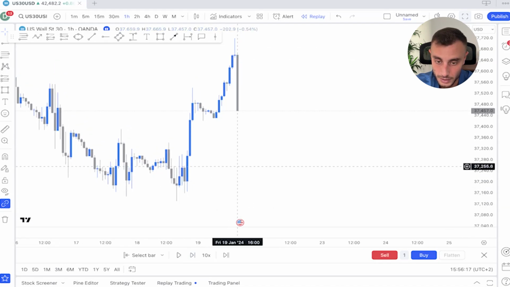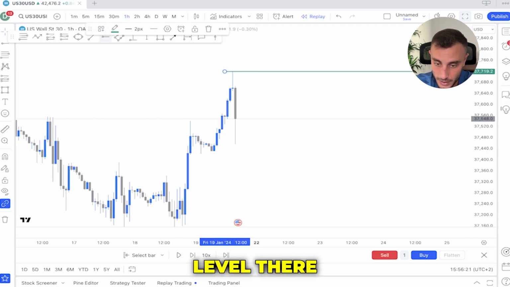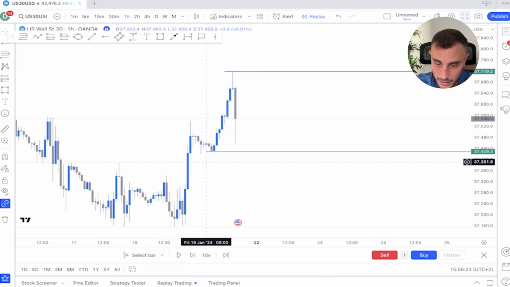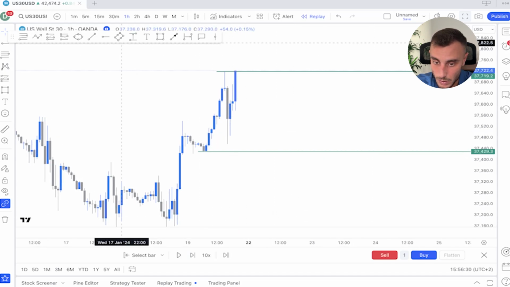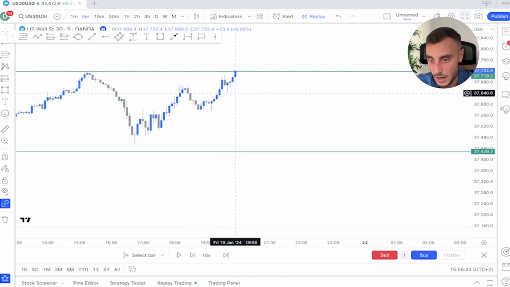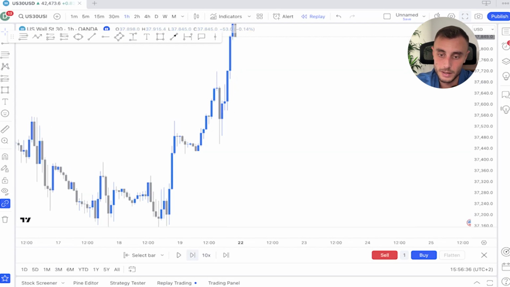We are here. Okay, so we have a liquidity level there, and we have another one right here. Let's see if either one would be taken out. Oh, this one was taken out right here, but it's out of our trading window. So let's move on to the next day.